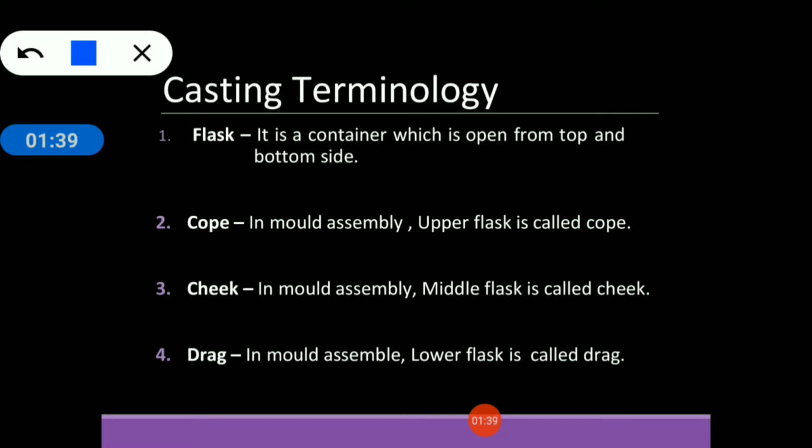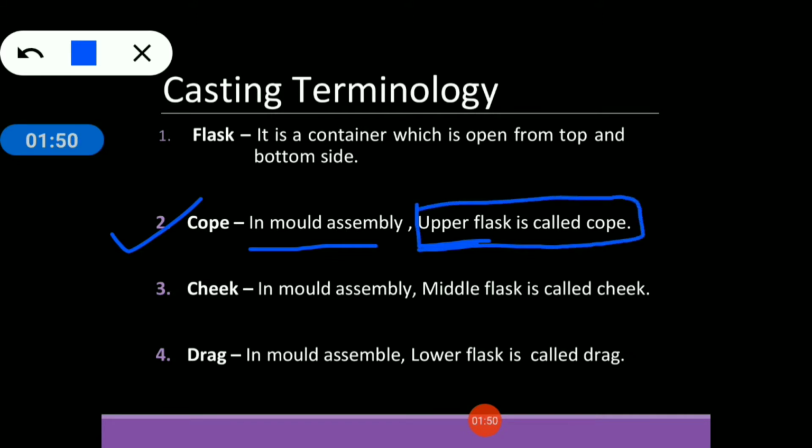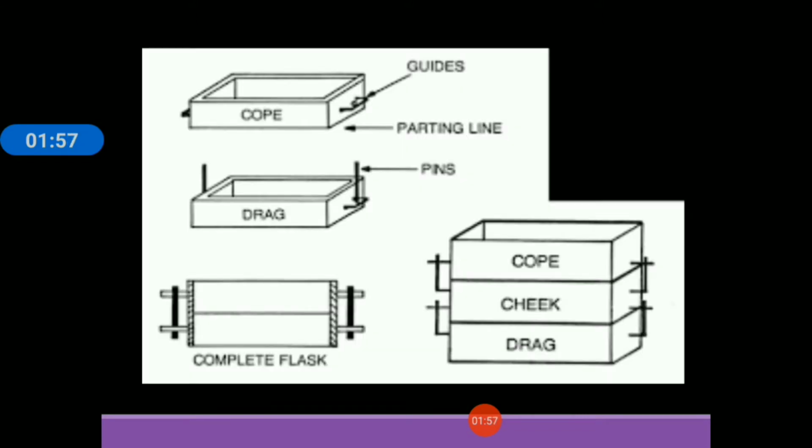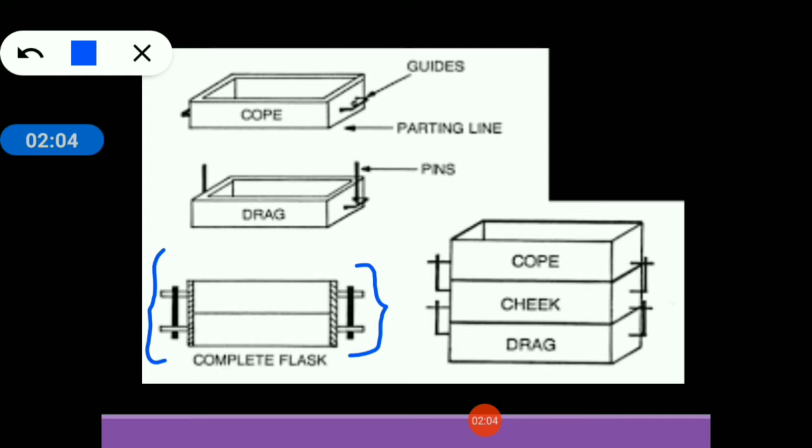Now cup. In the mold assembly, the upper flask is called cup. See in this figure, suppose this is your mold assembly. In this mold assembly, this is the upper part, means the upper flask. So this is called cup.